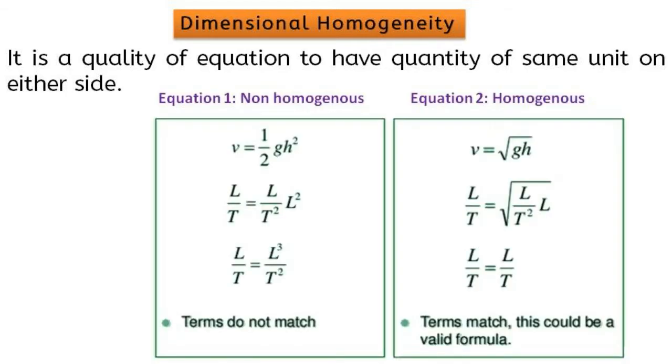For example, here you can see two formulas. In the first formula, there is a mismatch between left and right side dimensional forms. So the equation is not homogeneous and cannot be used or should be reviewed. Whereas second equation is homogeneous and can be used to find out velocity of water when the head value is known.